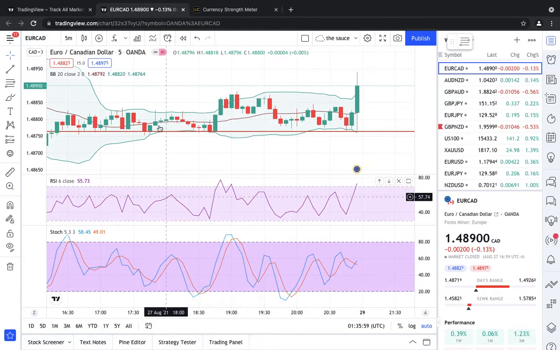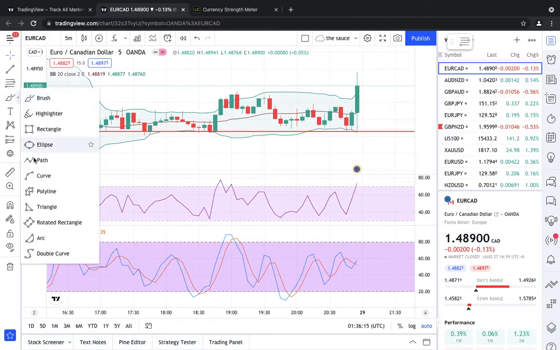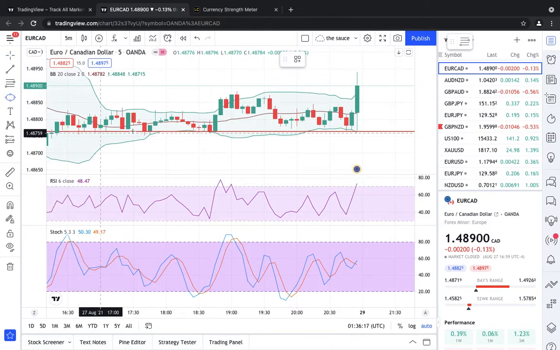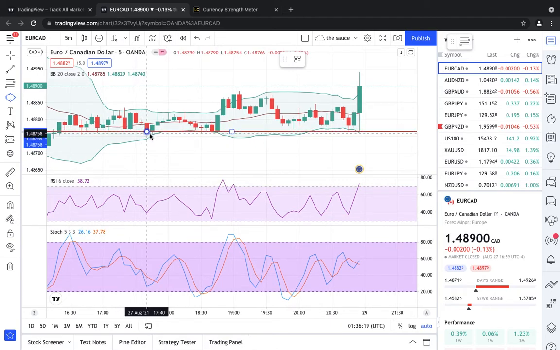So that's how we mark up your support. As I said, it takes 3 touches to be a support, and this has clearly passed 3 touches. So you had this many opportunities to get into the market. You had here, you had here, here.